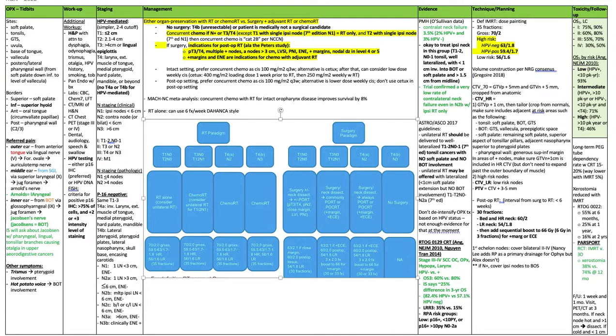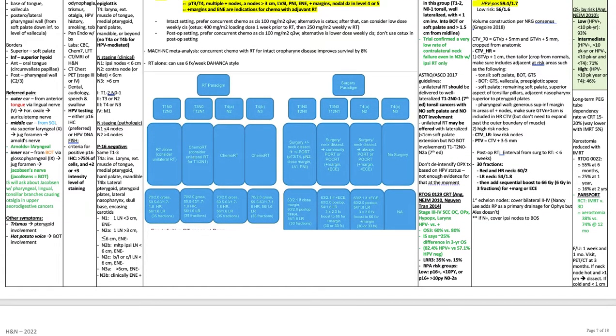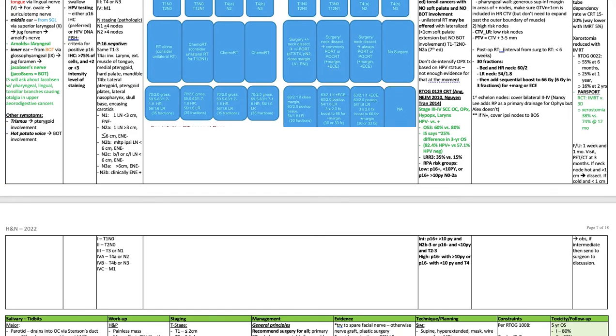The other trial you need to know is RTOG 0129, CRT. This is Ang, NEJM 2010, and Nguyen-Tran 2014. It looked at stage 3 to 4 squamous cell carcinoma of the oral cavity, oropharynx, hypopharynx, and larynx, stratified by HPV status, HPV negative versus positive.